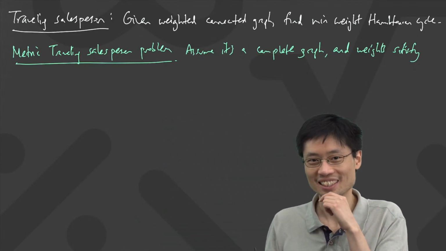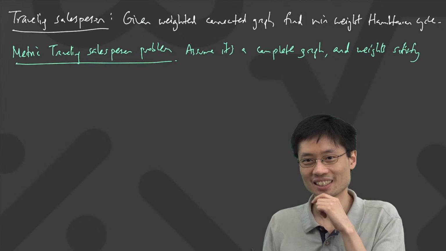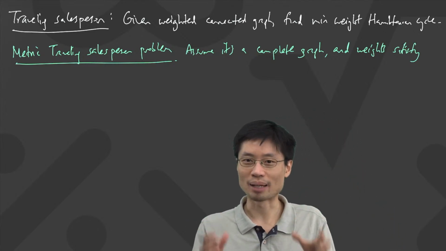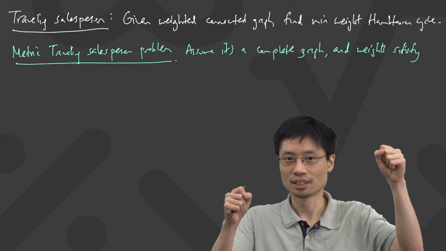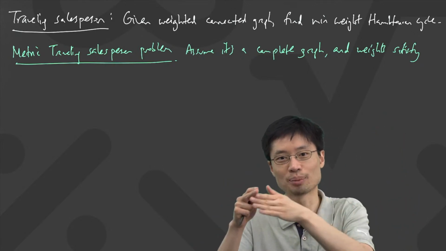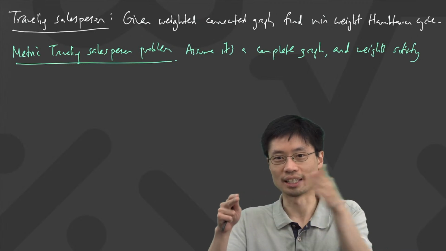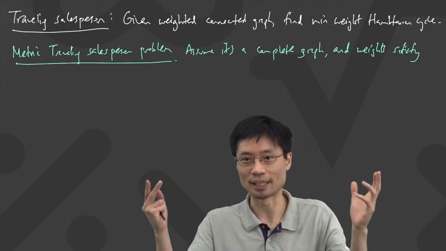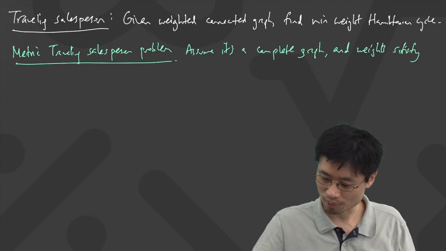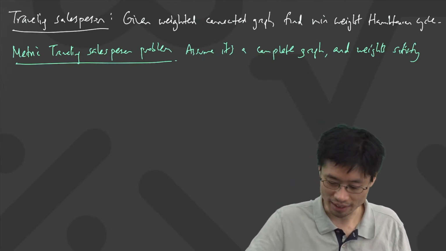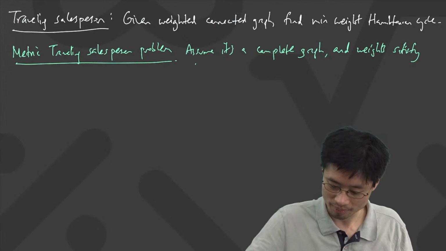Is it that the weights have to satisfy the triangle inequality? Yes. So the definition of a metric space in mathematics is that if I have 2 points, then the shortest path between those 2 points is the straight line. That's the notion of a metric space. And you'll see this when you take the analysis class at Carnegie Mellon. So the weights satisfy the triangle inequality.